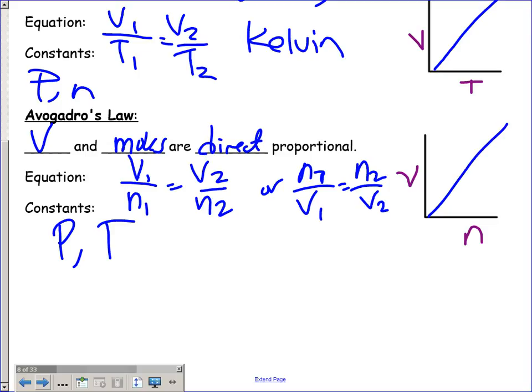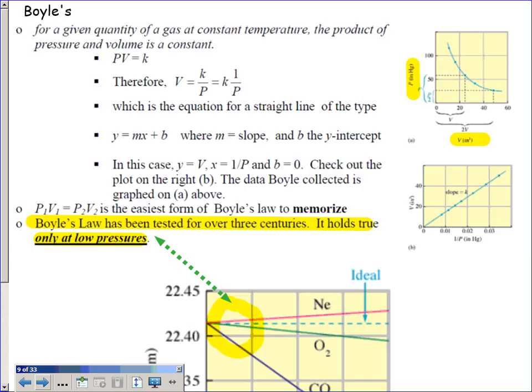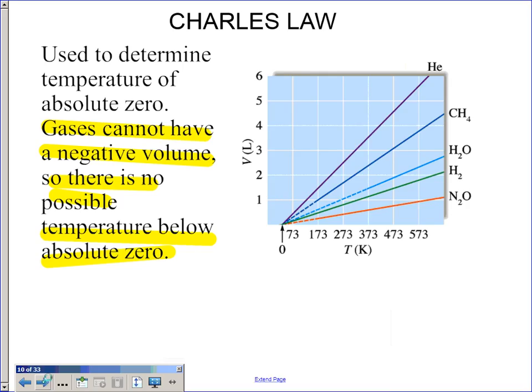What laws are we missing? Gay-Lussac's and ideal gas law. Okay, so let's talk about ideal first. I do have a bit of information about Boyle's law. I'm going to come back to this though, because I'd like to apply these more today than talk about some of the very, very specifics. So I'm going to come right back here.